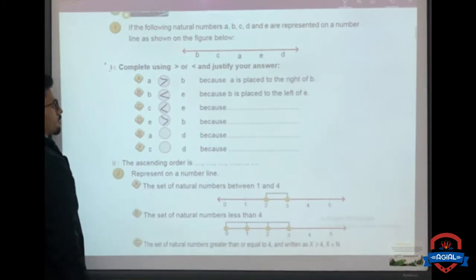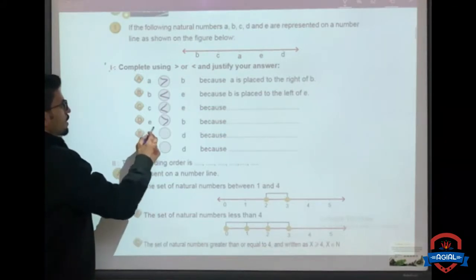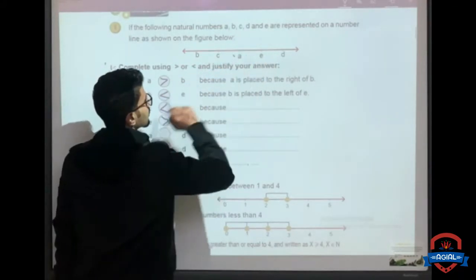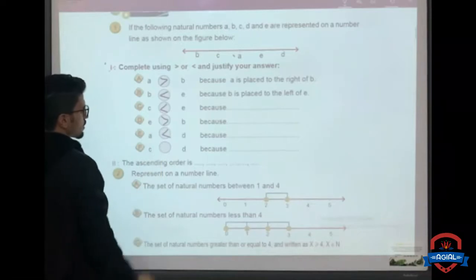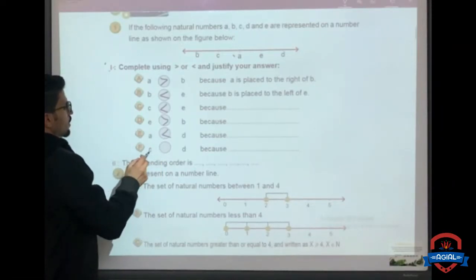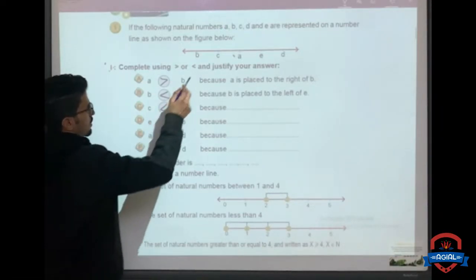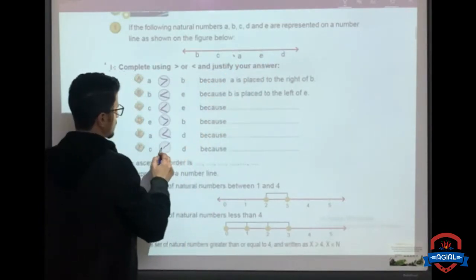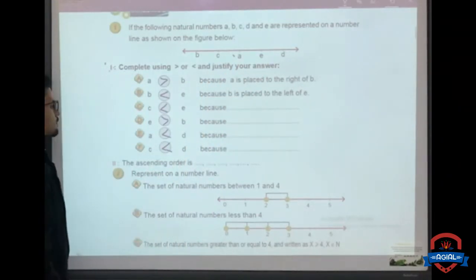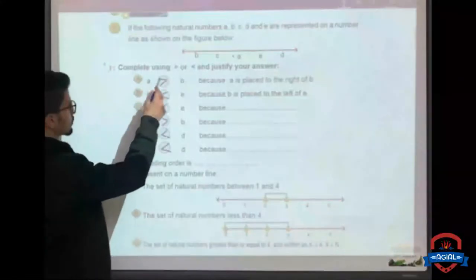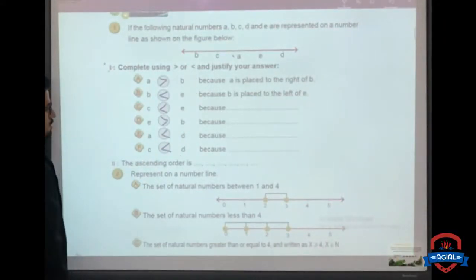And in letter E, we have A and D. A is placed to the left of D, so A is less than D. And in letter F, we have C and D, and C is placed to the left of D, so C is less than D. Now we need to write these letters in an ascending order.